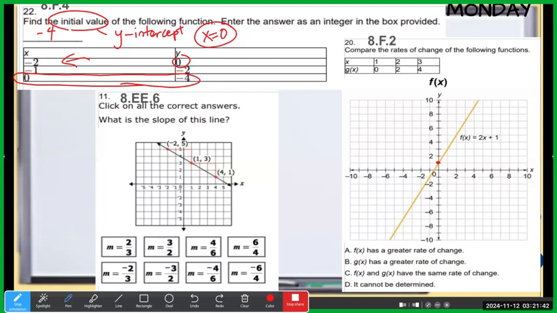X over y, x over y. That's what they were doing. They were dividing out, trying to find slope. So what is initial value? Y-intercept. I need you to get that. This is an easy question.